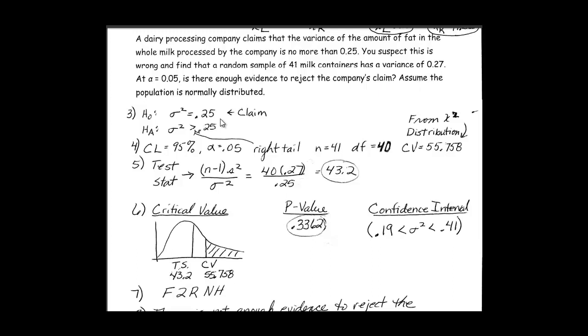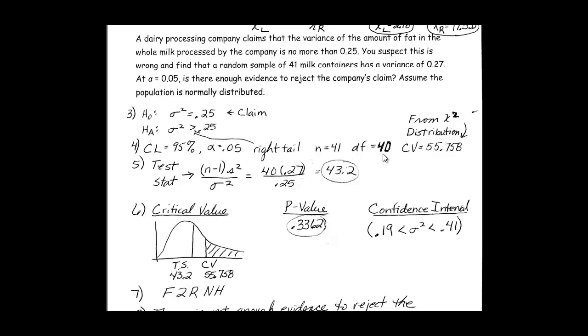Okay, so going back to the old standard, we have to set up our null and our alternative hypotheses. Our variance, which is sigma squared, is equal to, again, our null hypothesis always has the equal sign, what the company's claim is, 0.25. You're thinking it's greater than that, so our alternative is that the variance is greater than 0.25. Our confidence level is 95%. Our alpha is 0.05. This is a right tail test because it was greater than. Our sample had 41 samples in it, so our degrees of freedom is 40.